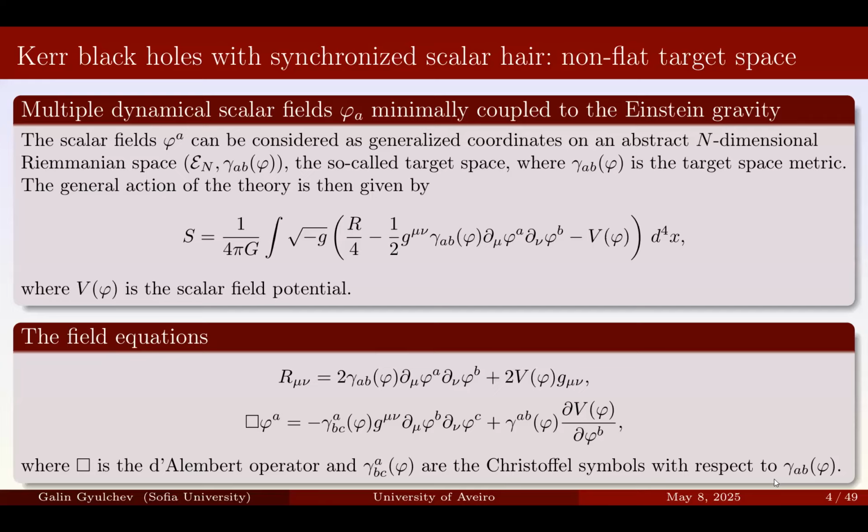So, taking into account this action, we finally obtain these Einstein equations, and this equation which will govern the behavior of the scalar fields, where this gamma AB is the metric of the so-called target space. And by this metric, which we are going to use after that, taking into account some additional symmetries, we get the curvature of this target space.